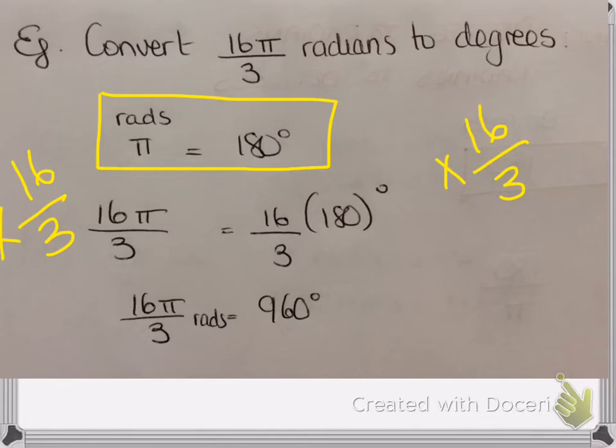Okay, so I'm multiplying both sides by 16 over 3. Now I get 16 pi over 3 radians is equivalent to 960 degrees. Okay, so it's very straightforward.